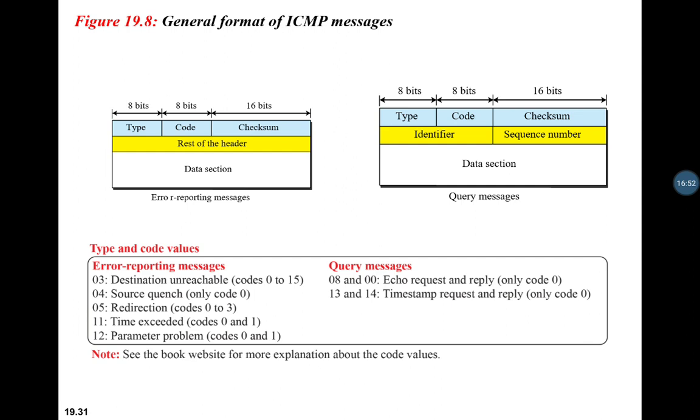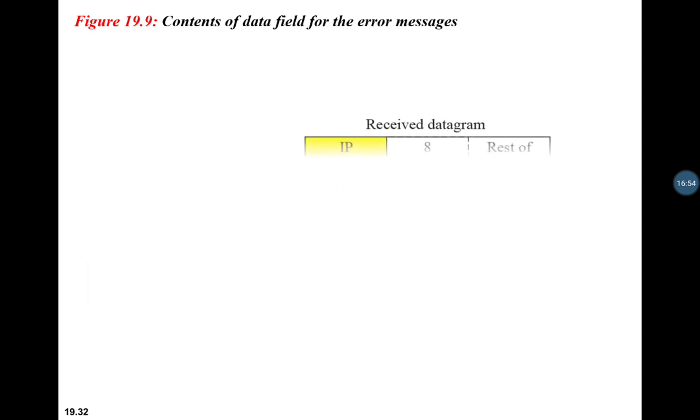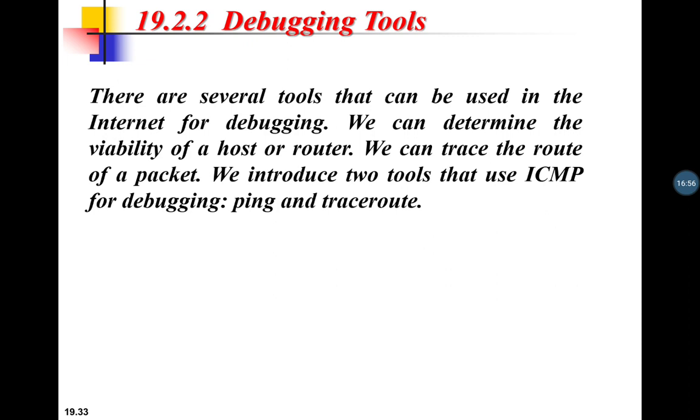Then is about the debugging tools. There are several tools that can be used in the internet for debugging. We can determine the viability of the host or router. We can trace the route of a packet. We introduce two tools that use ICMP for debugging, which are ping and trace route. So debugging tools are the tools which are used to trace the packet route and also the viability of the router.